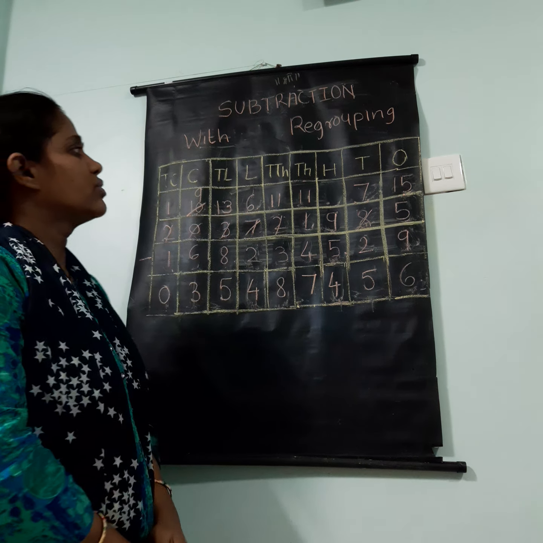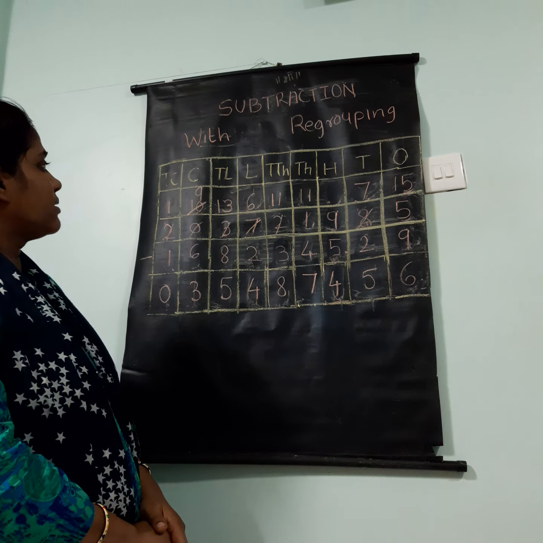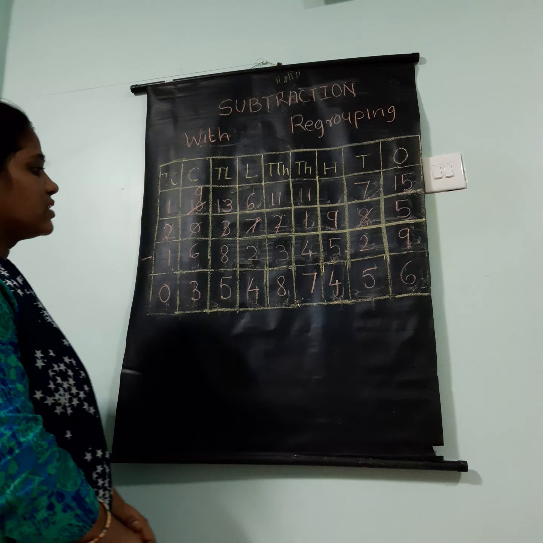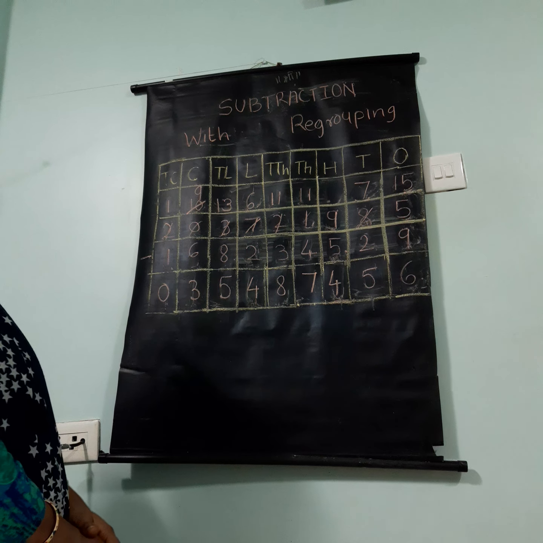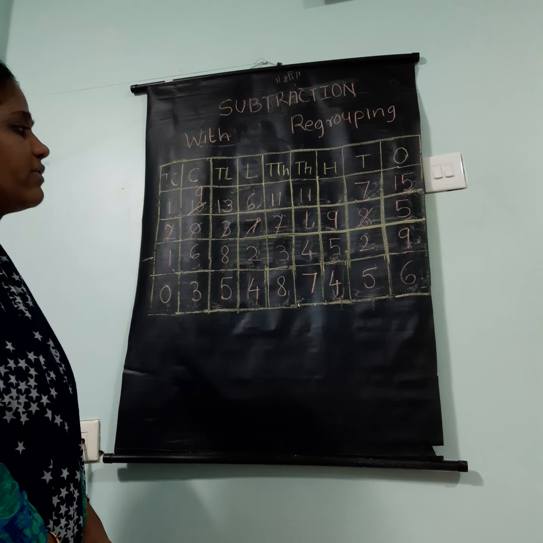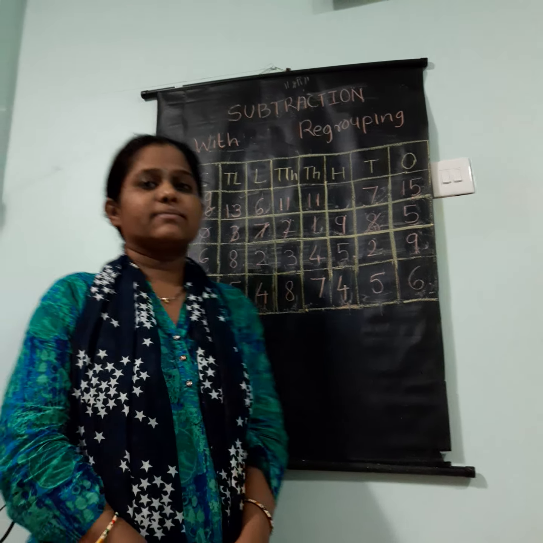So you understood? After the subtraction operation, what is the answer you got? That is 3 crore 54 lakh 87,456. Thank you.